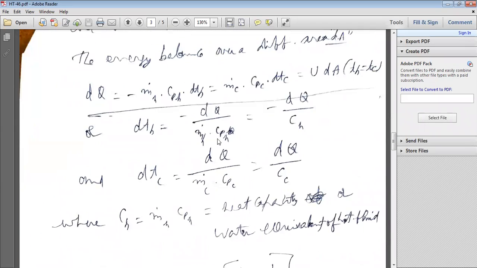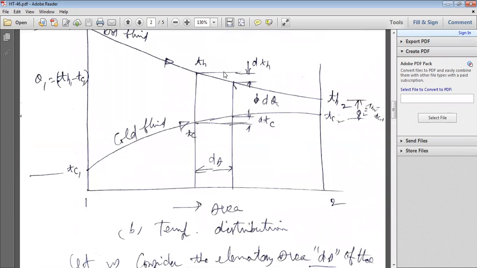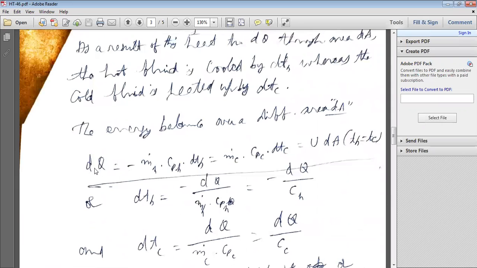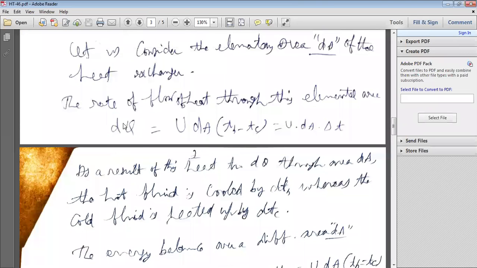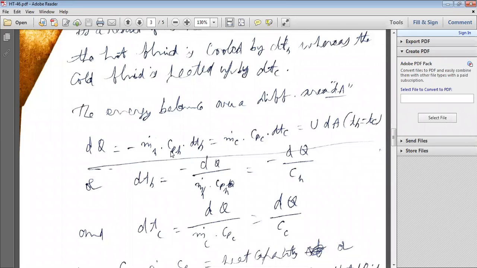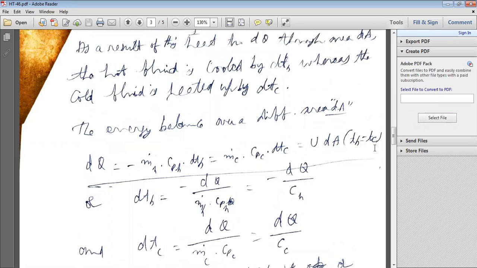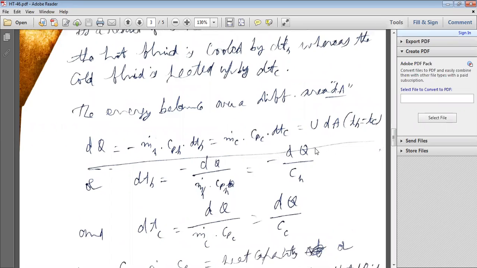That's why the energy balance over the differential area, that is, over this area: the heat supplied by the hot fluid is equal to the heat picked up by the cold fluid. That's why the differential heat transfer rate dq is equal to minus m dot h into Cph into dTh, which is equal to m dot c into Cpc into dTc. And as you have calculated earlier, dq is U into dA into Th minus Tc. So from this relation, now you can calculate dTh. How do you get dTh from this relation?